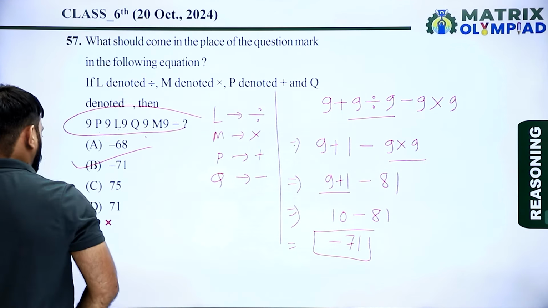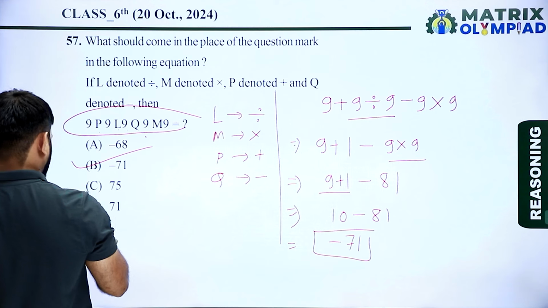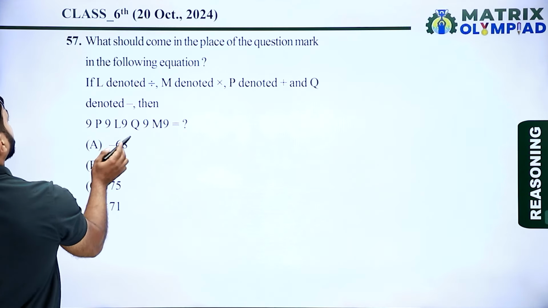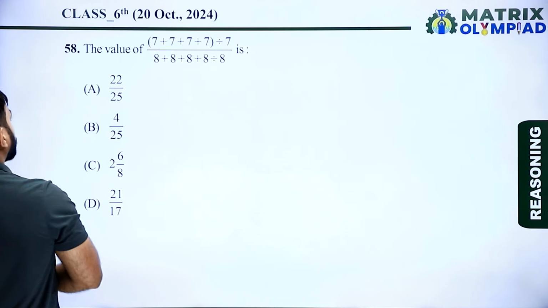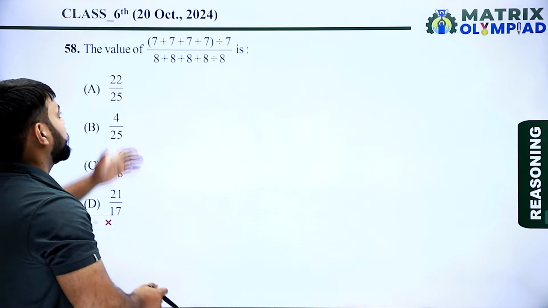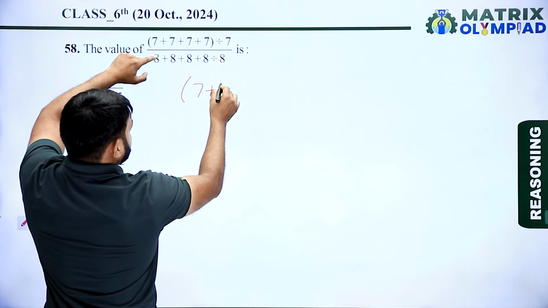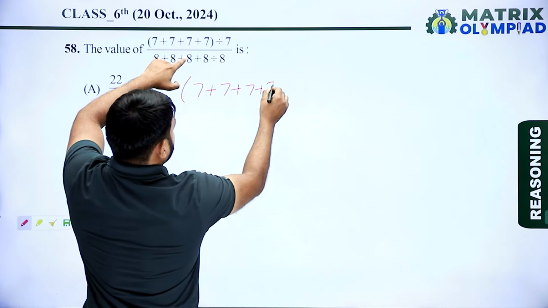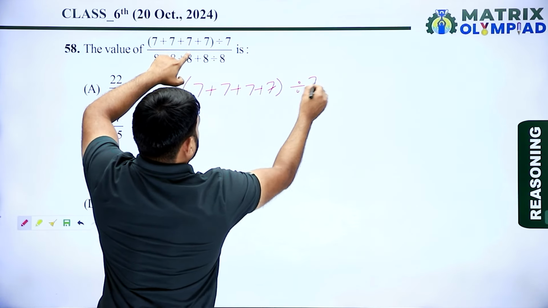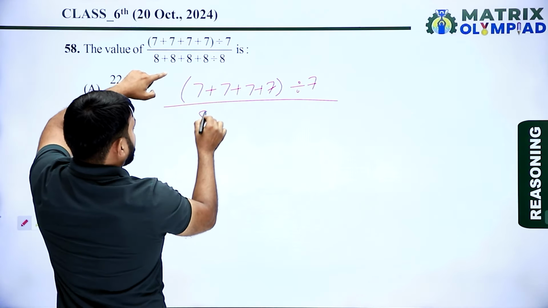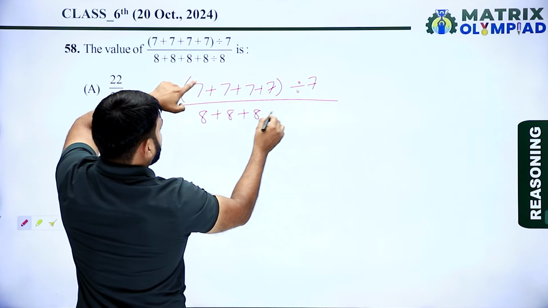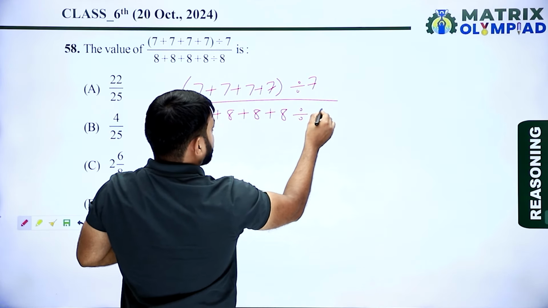So let's move on to the next question. The next question is question number 58. The value of the given equation. So the equation is bracket 7 plus 7 plus 7 plus 7 divided by 7, now divided by 8 plus 8 plus 8 plus 8 divided by 8.